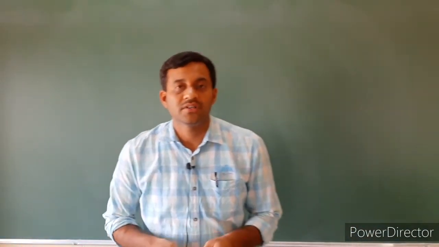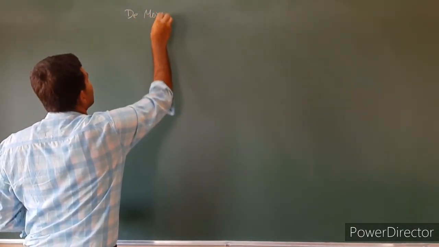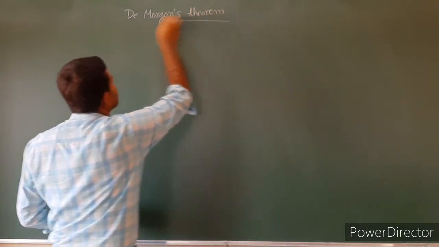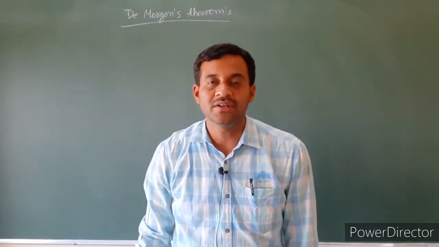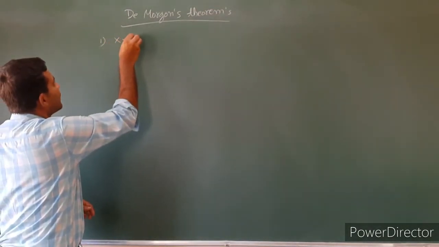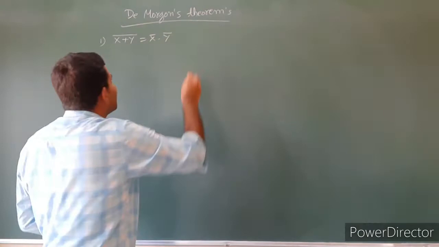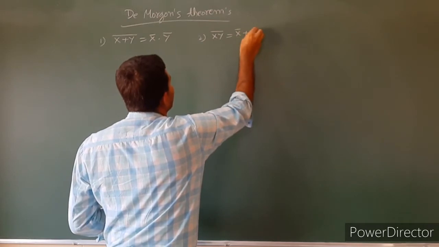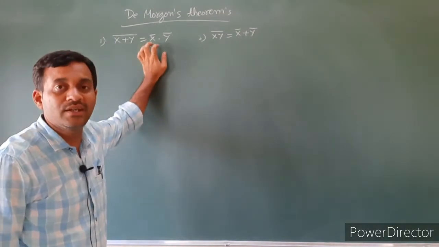Let's discuss De Morgan's theorem. Augustus De Morgan defined two theorems. The first one is x plus y whole bar which is equal to x bar into y bar. The second one is xy whole bar which is equal to x bar plus y bar. So these are the two theorems defined by Augustus De Morgan.